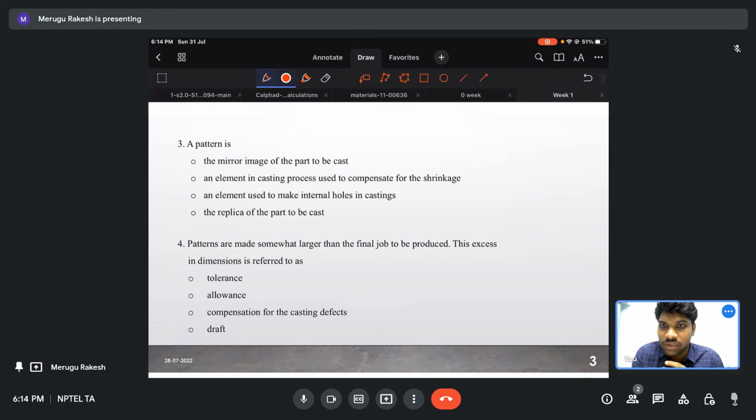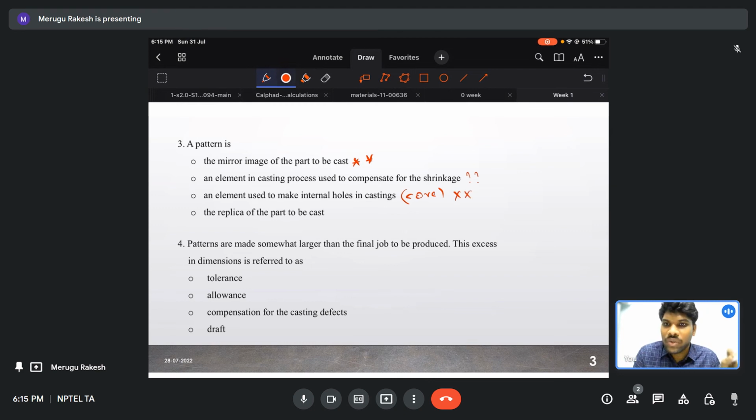Now let us see the options. The mirror image of the part to be cast. No, it's not the mirror image. The second option, an element in the casting process used to compensate for shrinkage. Yes, true, but that is not the main motto of using a pattern, so we'll keep aside this option. The next option is an element used to make internal holes in casting. We have a special name for that, which is core, which we use for giving internal cavities to an object. So that option is wrong.